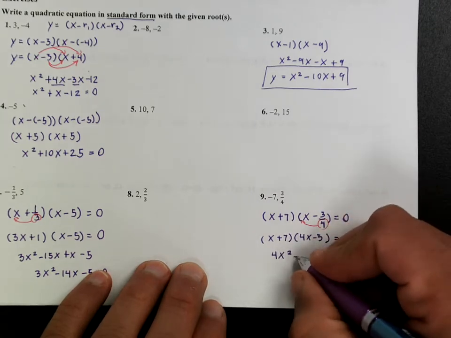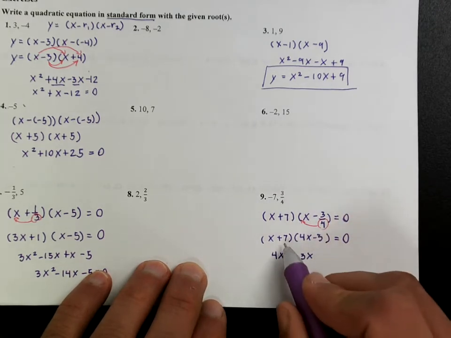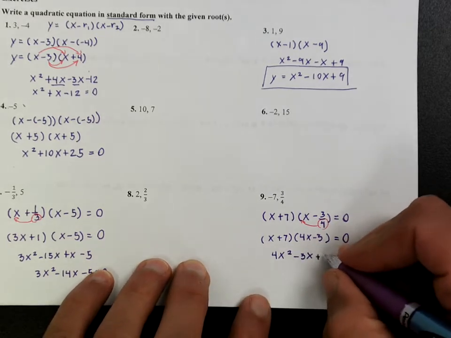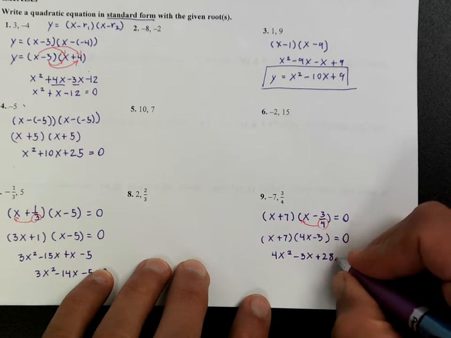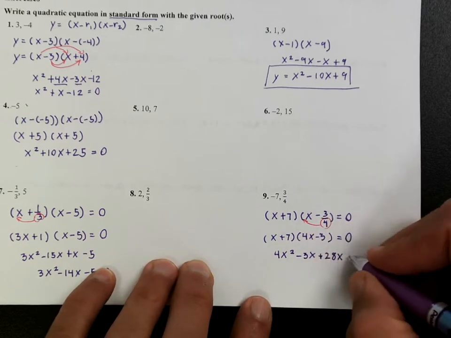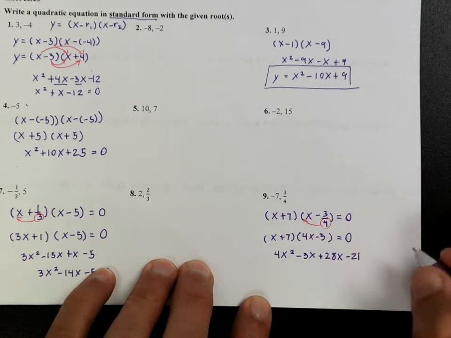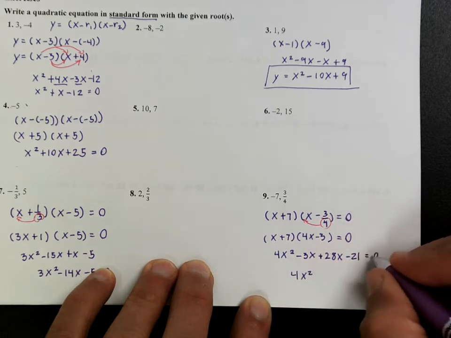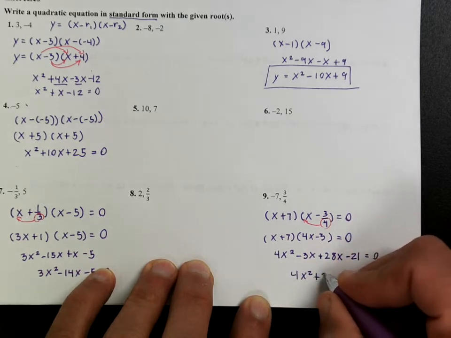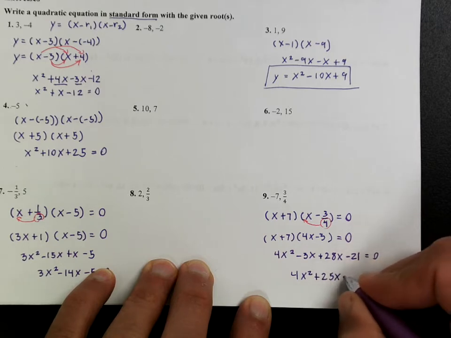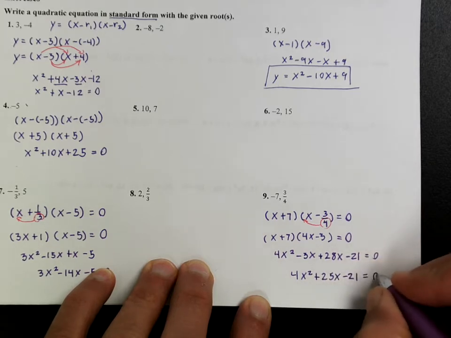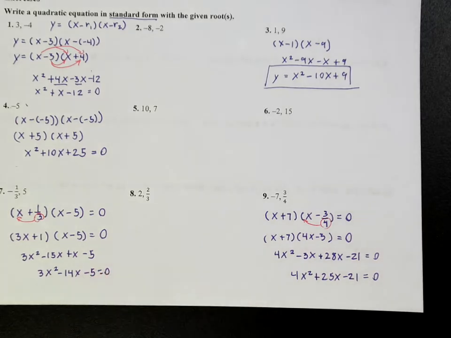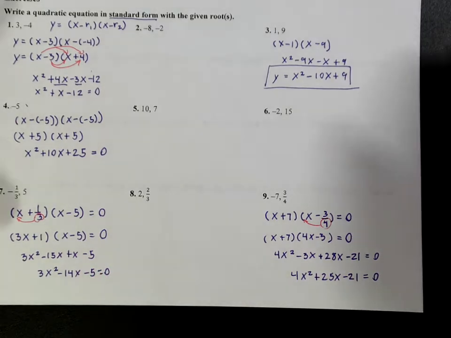Let's say that would give me a negative 3x. 7 times 4x would be positive 28x. And then 7 times negative 3 is negative 21. Okay, if I add like terms, I end up with 4x squared plus 25x minus 21. That's equal to 0. So that's the answer for that right there. Okay. Now let me go ahead and move on to the back here.